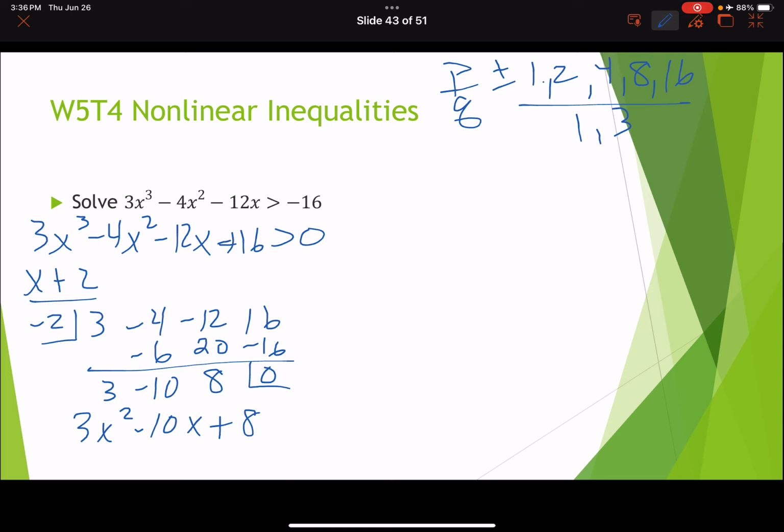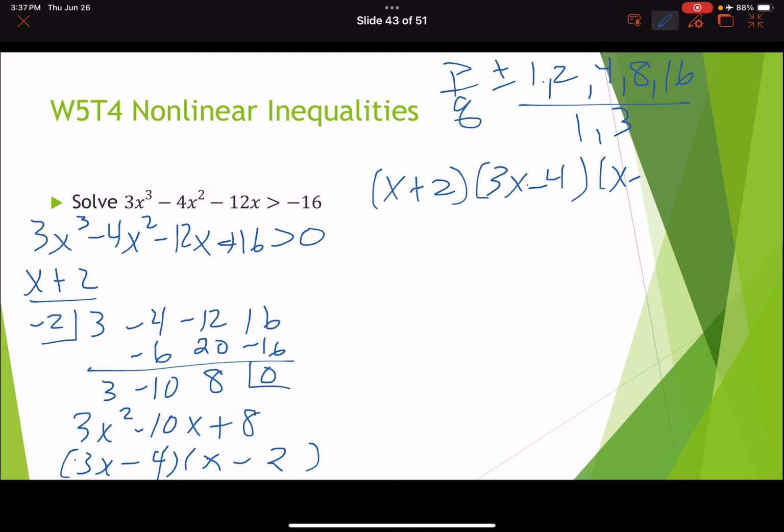Well, what would that give us? Let's see. This would give us 3x and x. And we want to make a minus in the middle, plus at the end, so we know they're both negative. It's got to be 2 and 4, so all the way to get 10. So your factors here now are the x plus 2 that we did earlier, the 3x minus 4, and the x minus 2. And we want that to be bigger than 0.